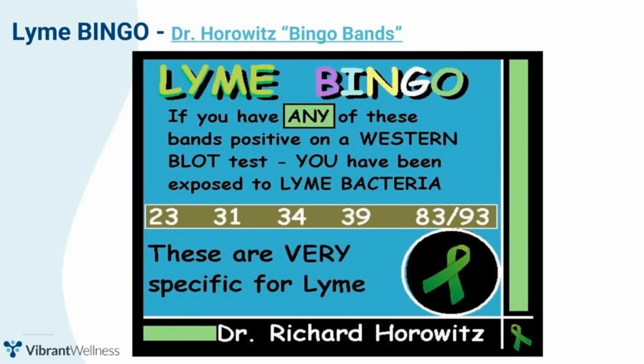Always remembering also our bingo bands. I think those were mentioned by one of our guest speakers as well. Wanted to bring in the actual slide from Dr. Richard Horowitz. If you have any of these bands positive, the 23 on our test, it's 23-25, the 31, the 34, 39, or the 83-93. These are very specific for Lyme. So you should have your spidey senses going up that we need to be really cautious and be considering Lyme disease if we see any of these bands coming through on our testing.